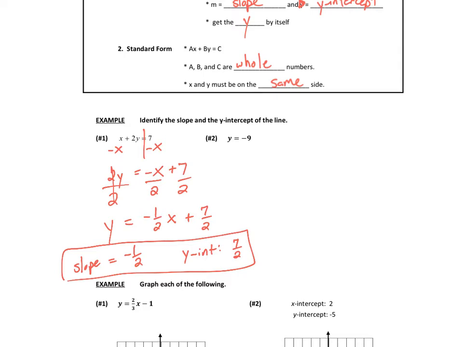Okay, and just remember that this is an ordered pair. It's really 0, 7 over 2. But if you just put 7 over 2, I'll get what you mean. But just so you know, it is a point.